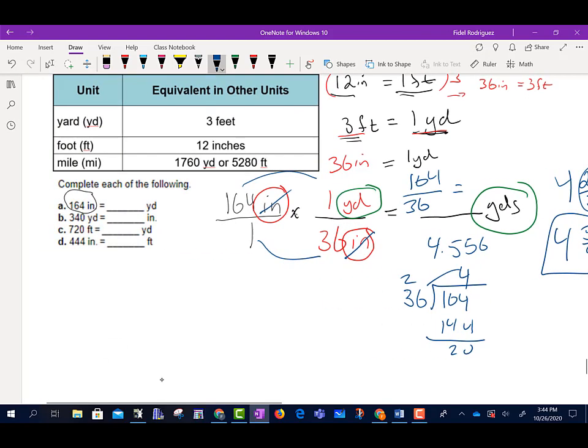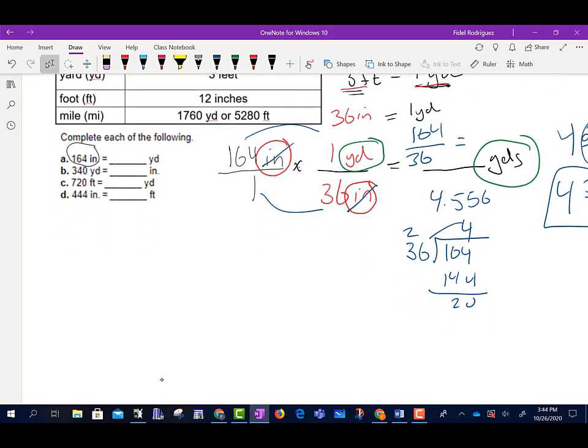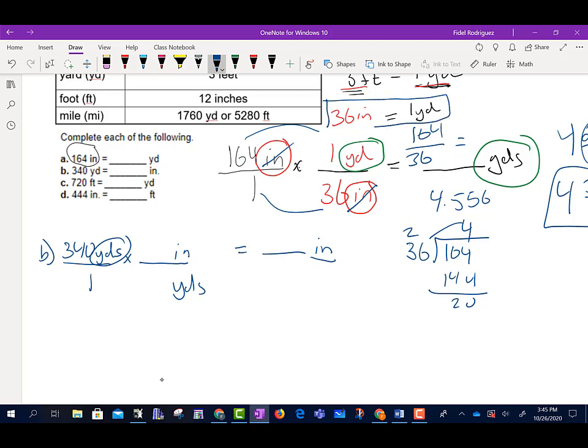All right. Let's see if we can do the same thing for the next one. Now we're going to go from 340 yards into inches. Part B says let's take 340 yards and convert that into inches. Again, I'm going to think of this over 1 and multiply by a fraction. Remember, if I have yards here, I want to put yards here, and if I have inches here, I'm going to put inches on top. We already came up with a conversion: 36 inches is the same thing as 1 yard.